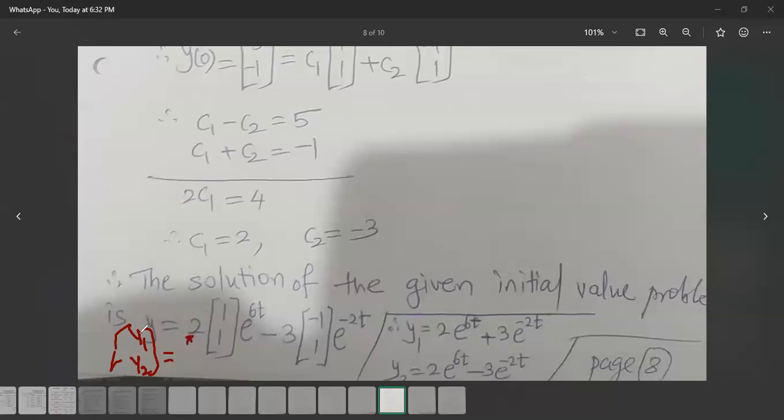So what we'll do is, when I'm reading Y1, I'll read the first row. So Y1 is equal to twice 1 into e raised to 6t. So I got 2 e raised to 6t. Got it? Then minus 3 into minus 1 makes it plus 3 into e raised to minus 2t. That is what we have written.